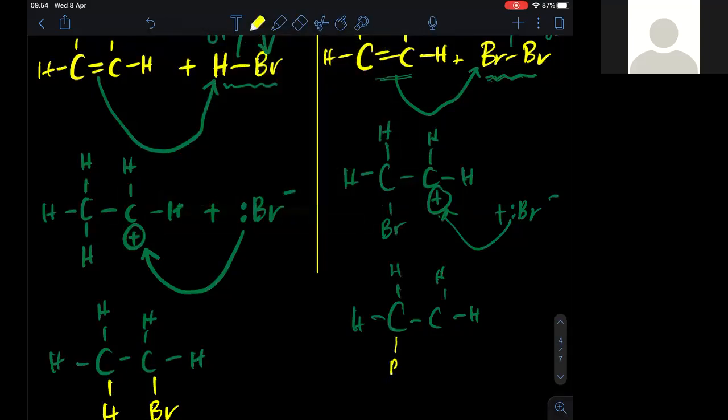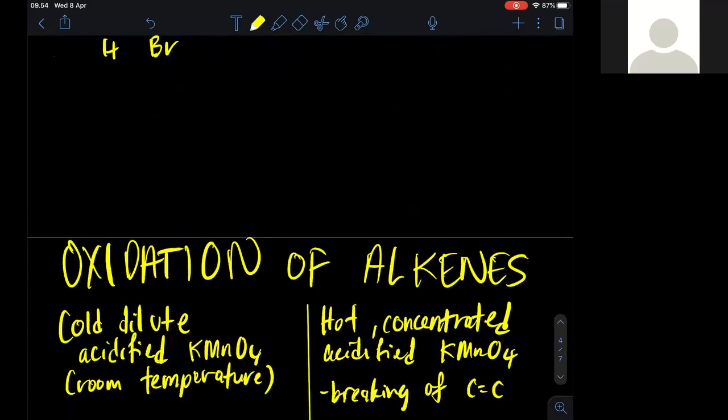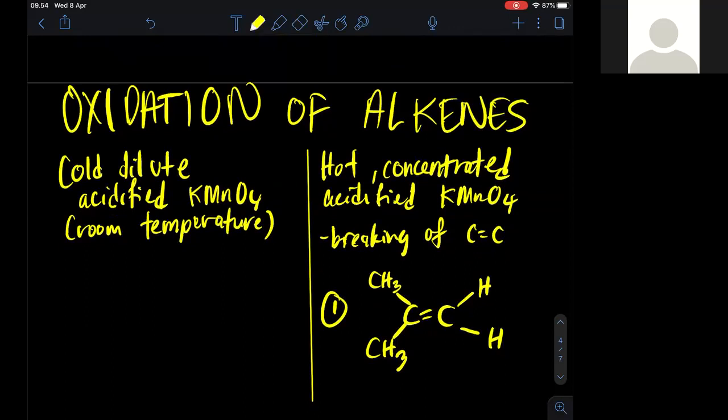So that's going to be Br, and then you have Br. Good. Okay, so this one is what's going to happen. Now, we will go into the oxidation of alkenes.